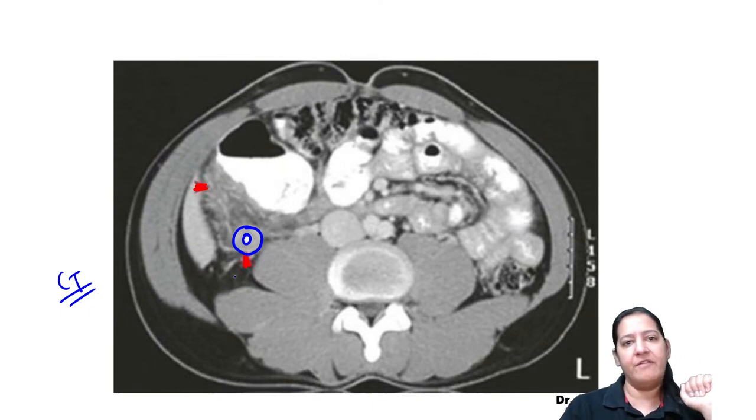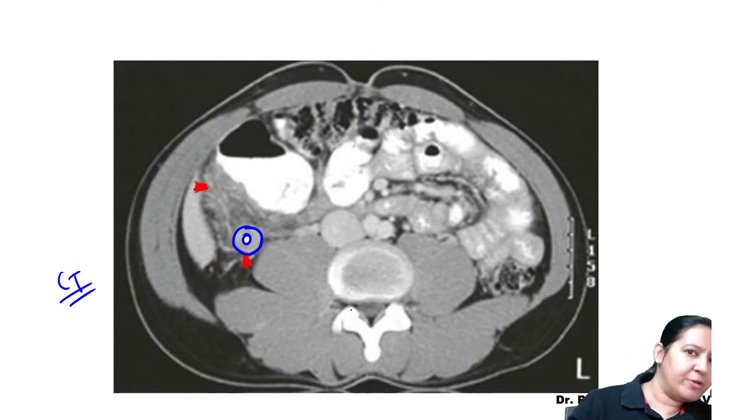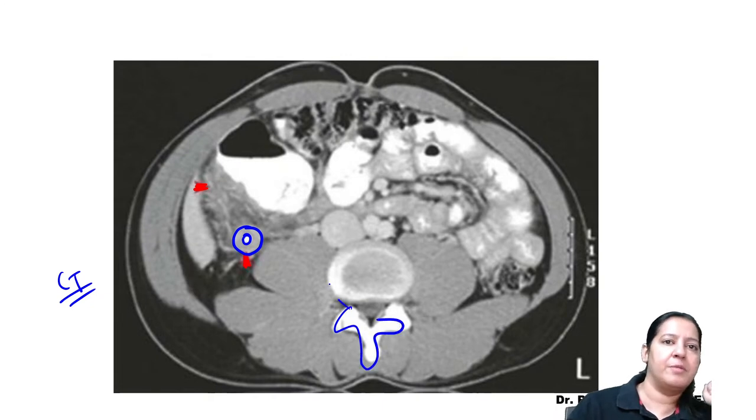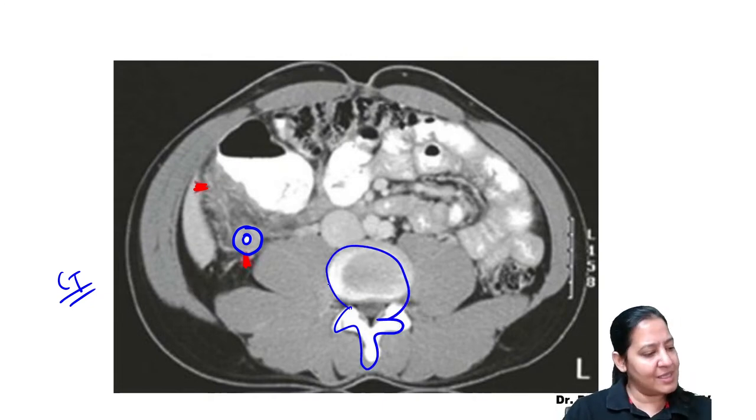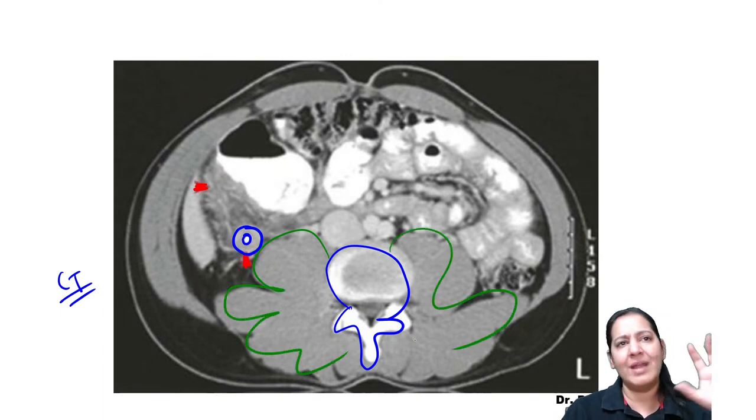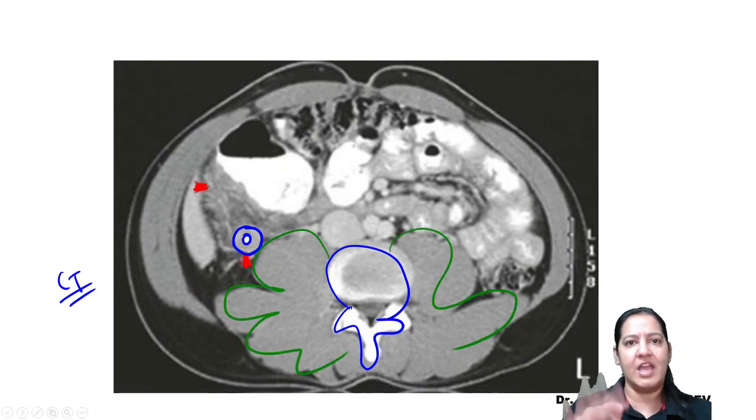Give me a thumbs up. Everyone give me a thumbs up. You can appreciate the vertebra here. This one is the vertebral column, one of the vertebrae. These are the paravertebral muscles, you can see. You can understand the complete CT. It should make sense to you.